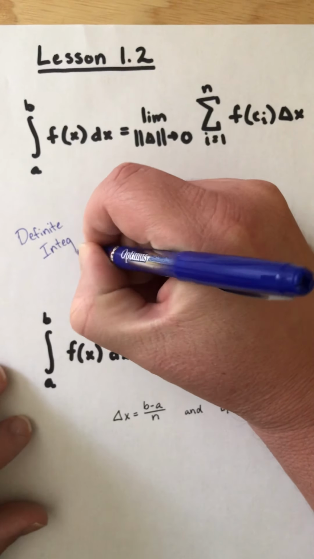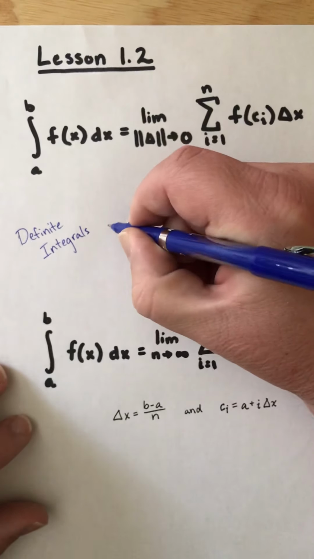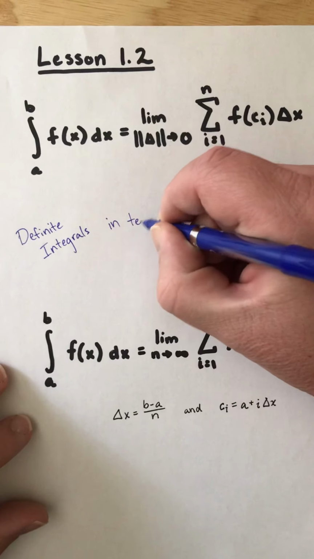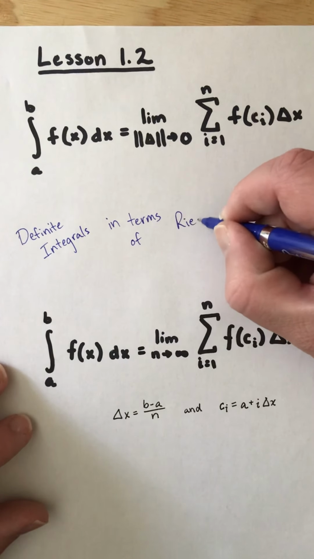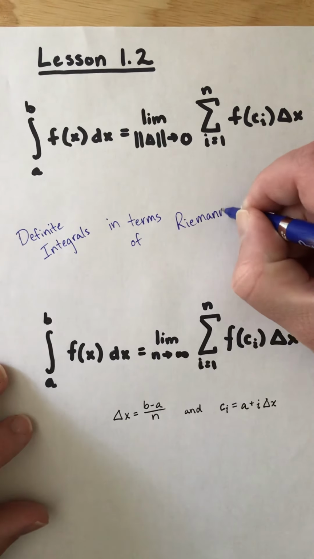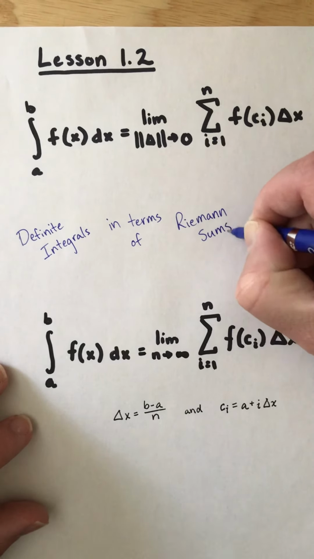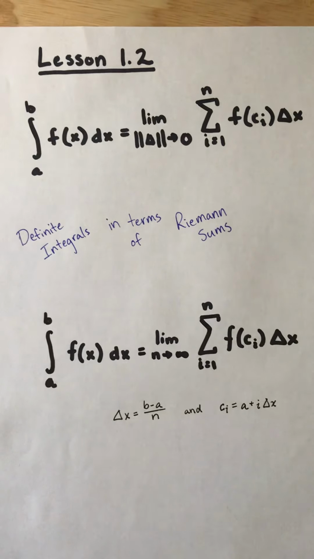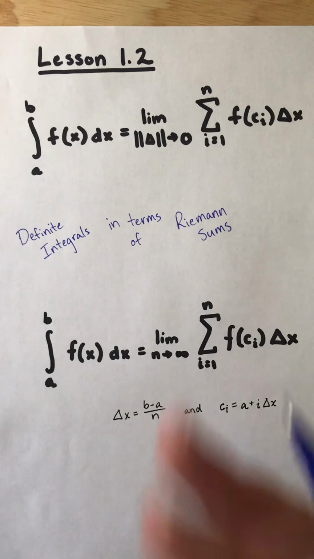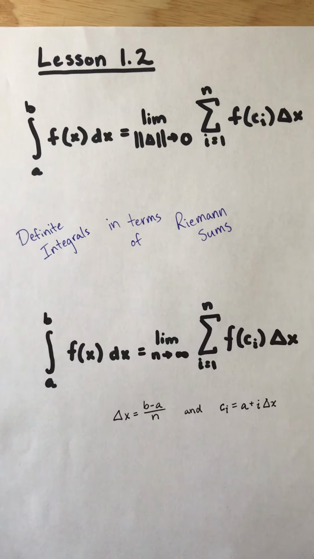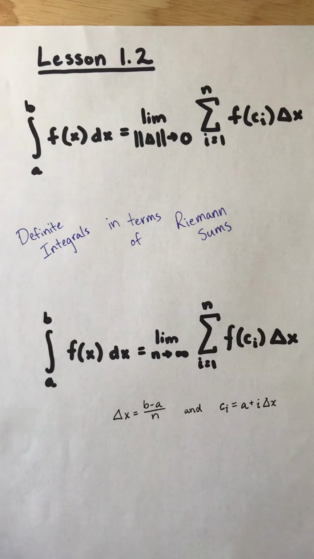Now, here's the thing. When we are calculating Riemann sums, we are using very simple geometry formulas, the formula for the area of a rectangle, to try to approximate the area under a curve. Now, what a definite integral is going to do is calculate the exact area under a curve. And so what we're going to talk about real quickly is the definition.